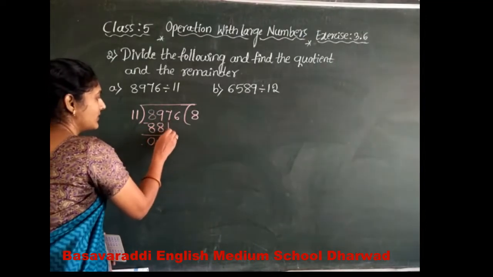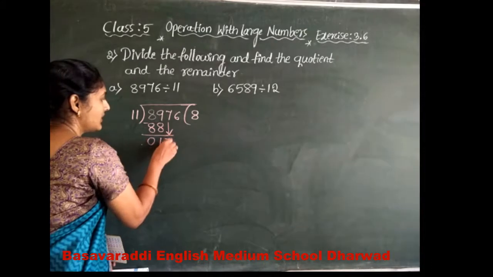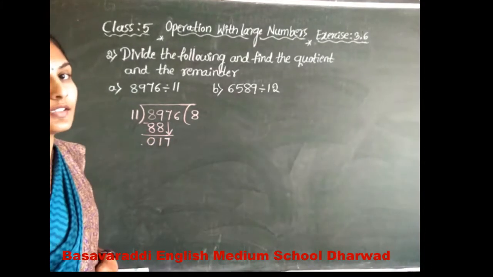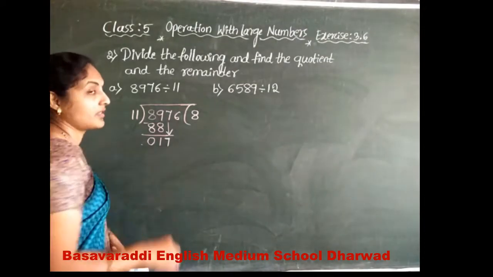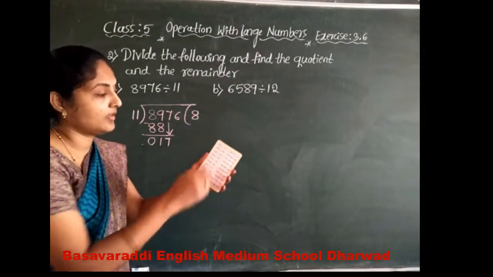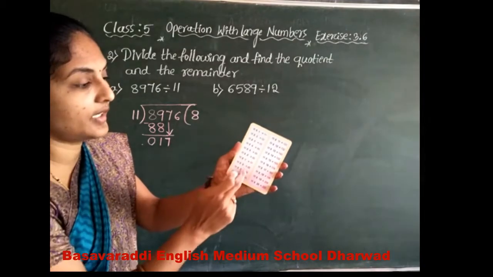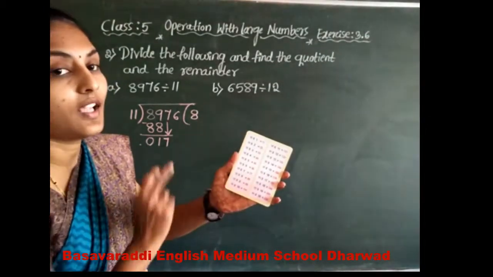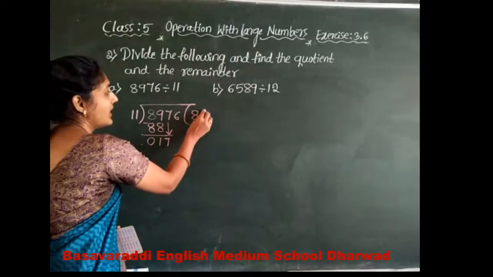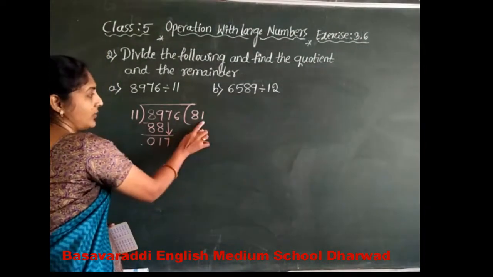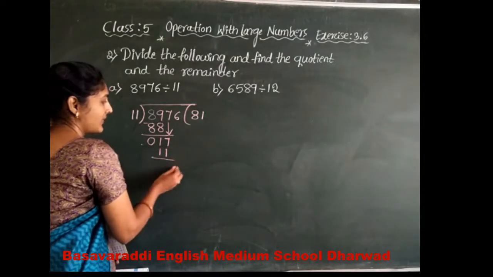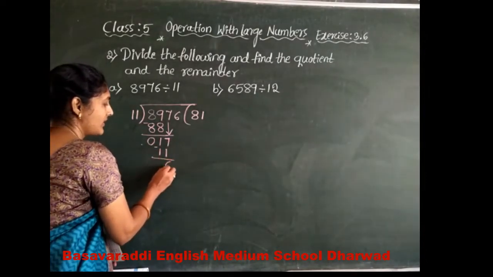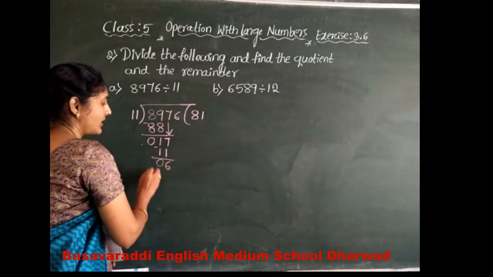Next, take down the tens place number, that is 7. Club the remainder and the tens place number, and it becomes 17. Go to the 11 table. Is there 17? No. The nearest is 11 ones are 11. 7 minus 1 is 6, and 1 minus 1 is 0.